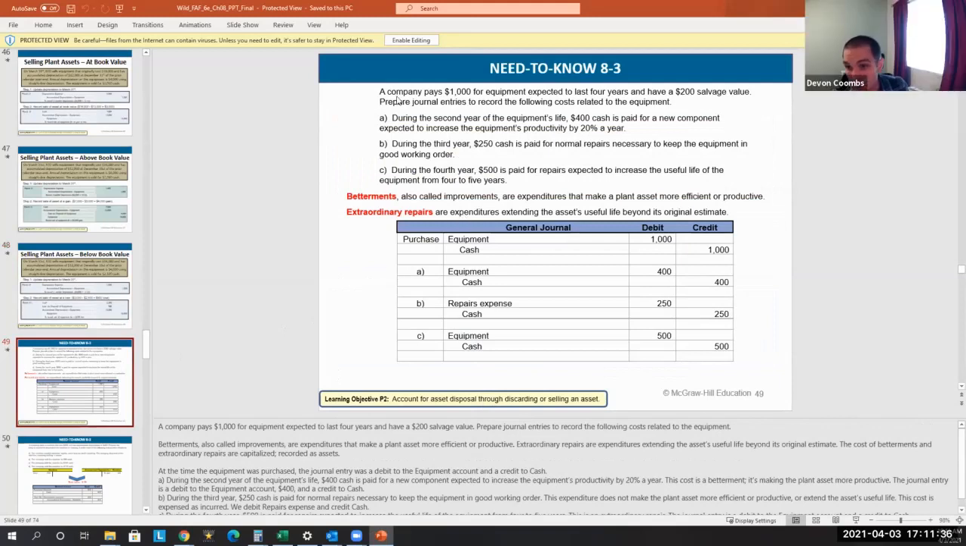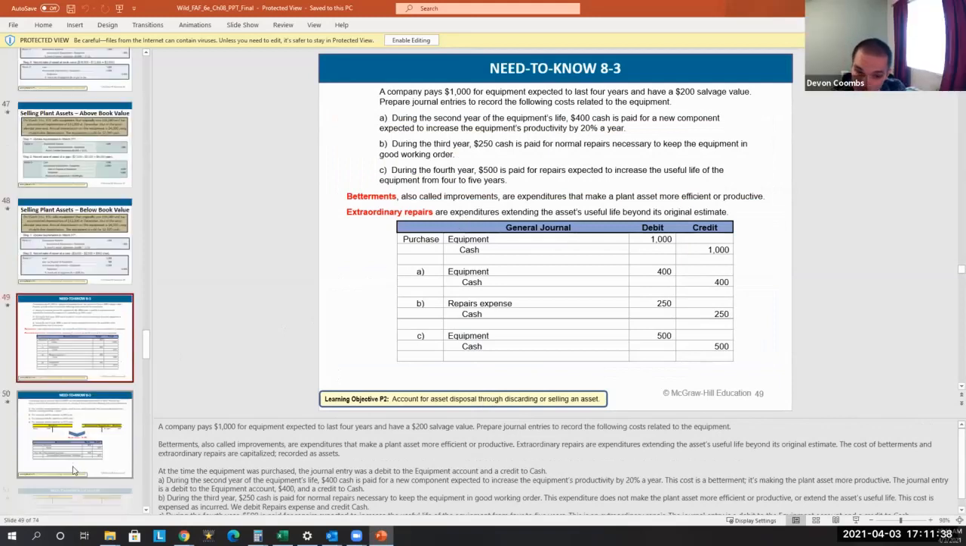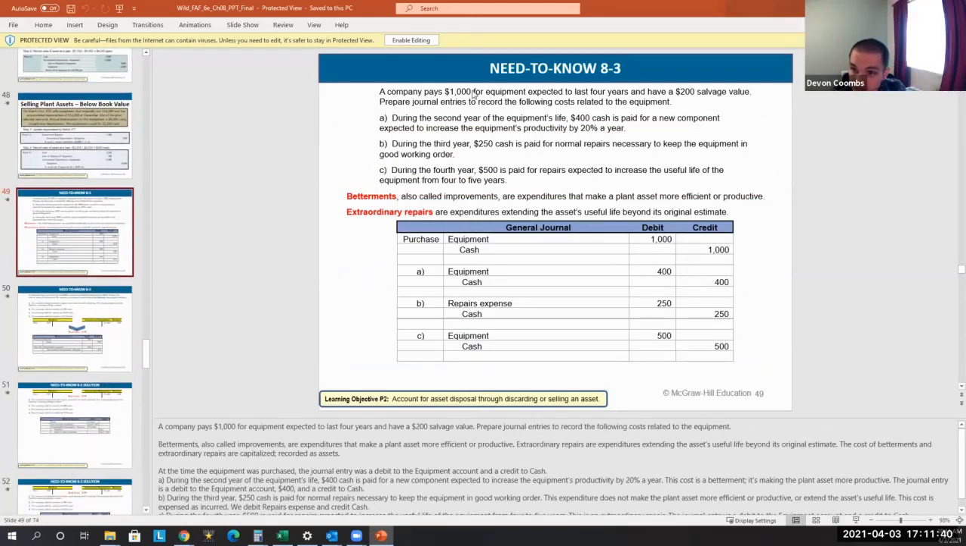And that's all we're doing here. This is just an example, so let me walk through it so you have a recording of it. So if a company pays $1,000 for equipment, expecting it to last for 4 years, and have a $200 salvage value. Let's do the entries. During this, prepare the journal entries. So on the purchase of the equipment, we debit the equipment of 1,000, we credit the cash for 1,000. That's just this first one. We should all know that by now. That's simple. If that's complex for you, you really need to go back and study.